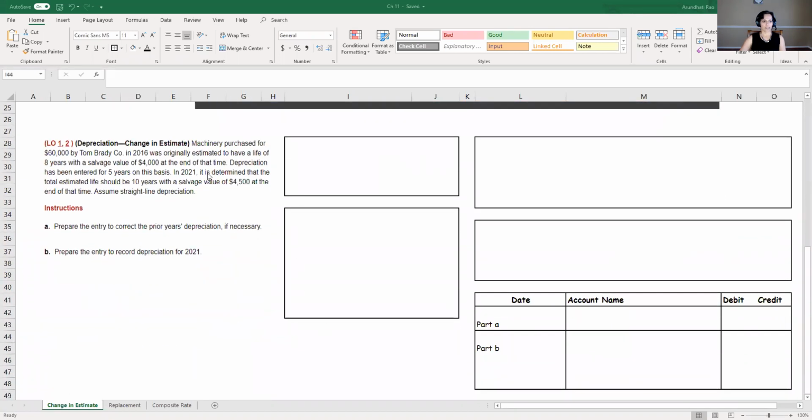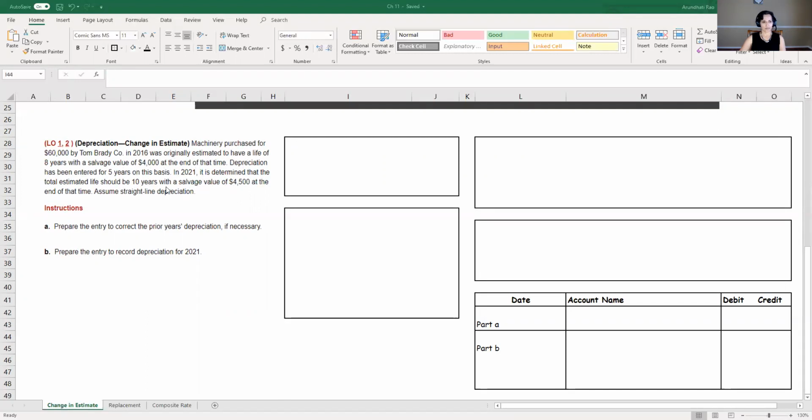So let's look at a quick example over here. We have a company that has purchased an asset for $60,000 in 2016. The original estimated life of the asset is 8 years, and the salvage value is estimated at that time to be $4,000 at the end of the life of the asset. Depreciation has already been entered for 5 years on this basis. In 2021, we decide that the total estimated life should be 10 years and salvage value should be $4,500. The company is using the straight line method.